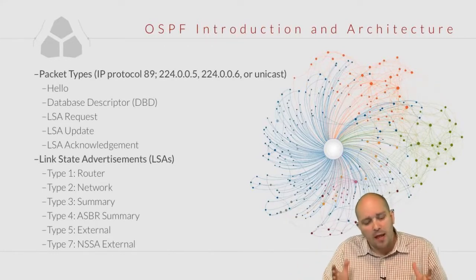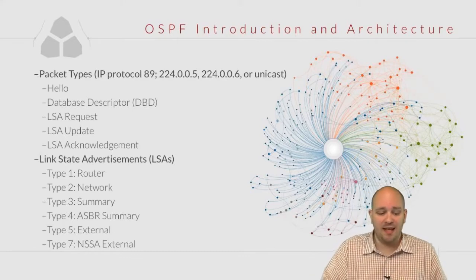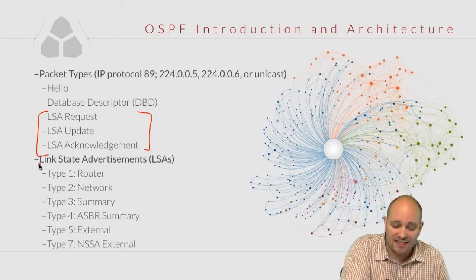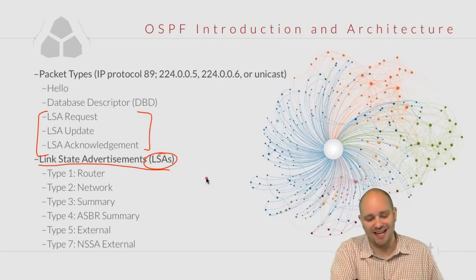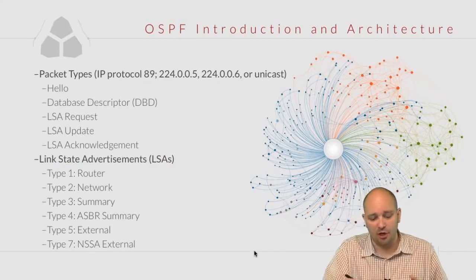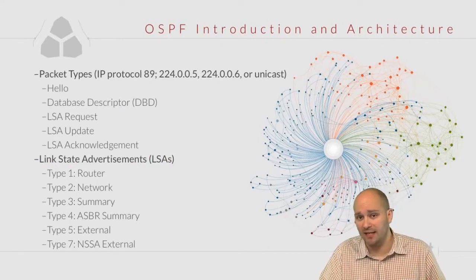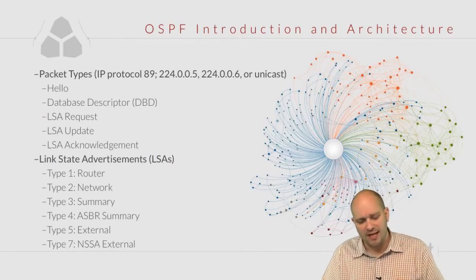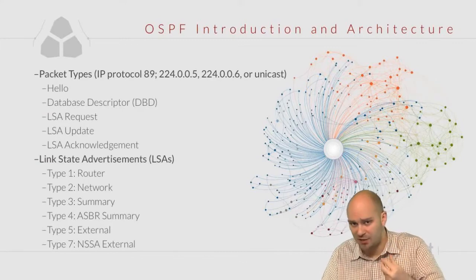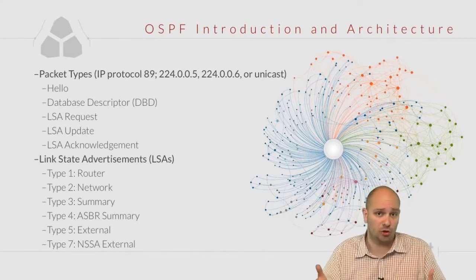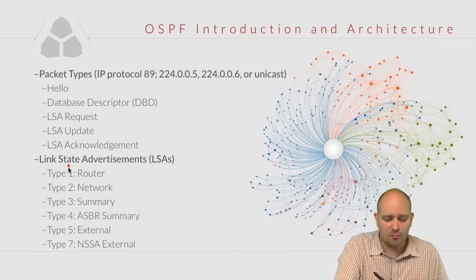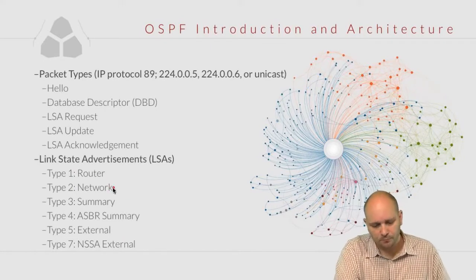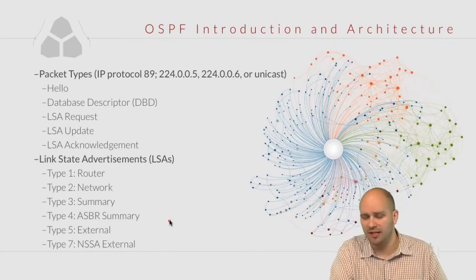And finally, the information that is being exchanged here, the contents of the database, are link state advertisements, the LSAs. And in OSPF, there are different types of link state advertisements, different kinds of database entries that carry different sorts of information. And these are the most common ones. There are some other ones. I'm going to briefly mention them later on. But these are the ones that you really need to understand.